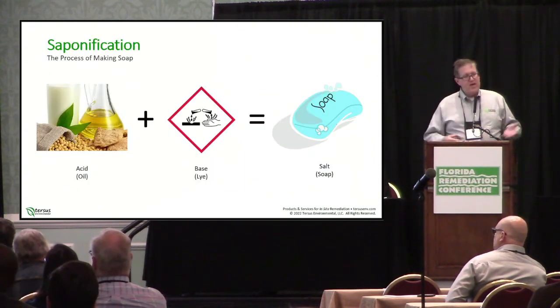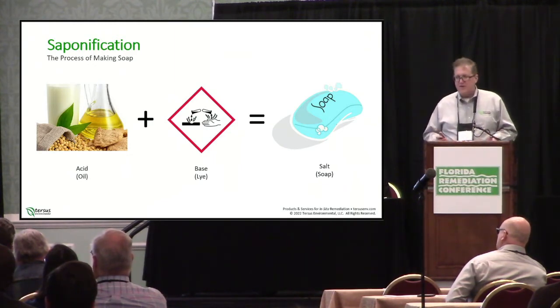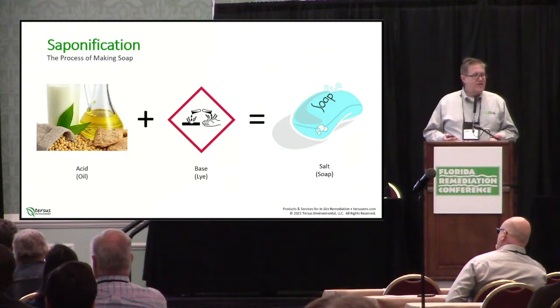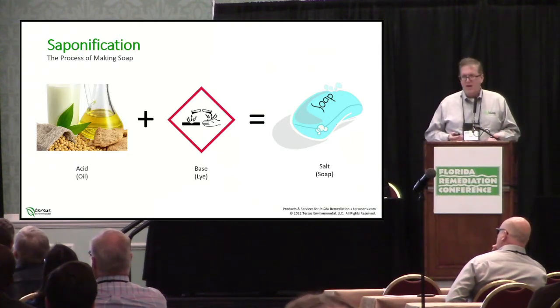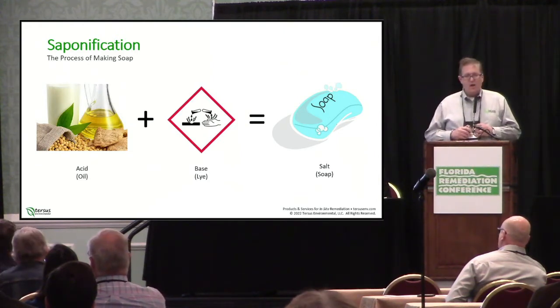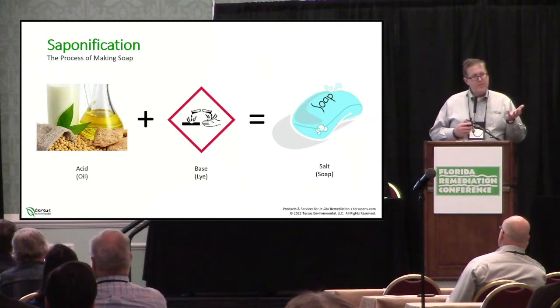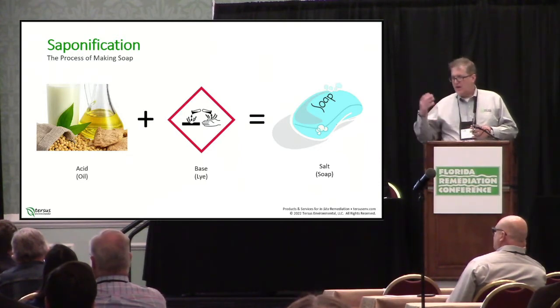So when we go in and re-engineer our systems and try to optimize everything, there's a possibility that we're going to create a process known as saponification. That's really the process of making soap. The way we make soap is we take an acid and we add lye to it, and then we get this hard bar of soap.